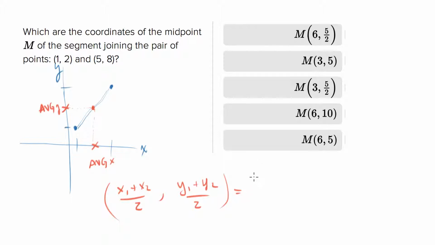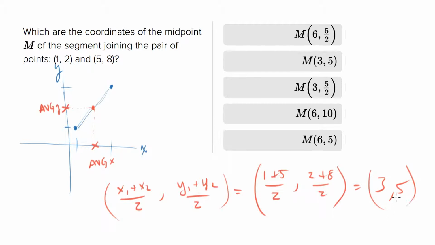Right? So this one is, let's see, x1 is 1, x2 is 5. So that's 1 point. And y1 is 2, and y2 is 8. Which will be 6 over 2 is 3, and 10 over 2 is 5. So that is the coordinates of your point, which is the second answer choice.